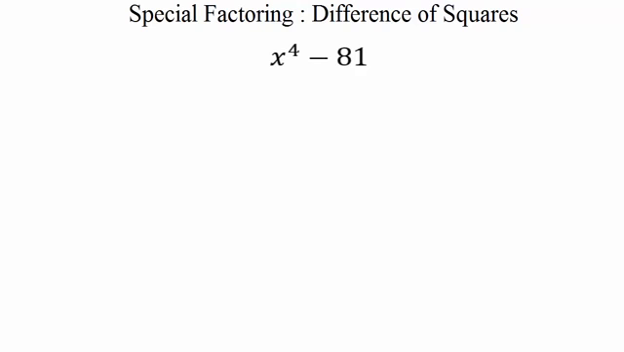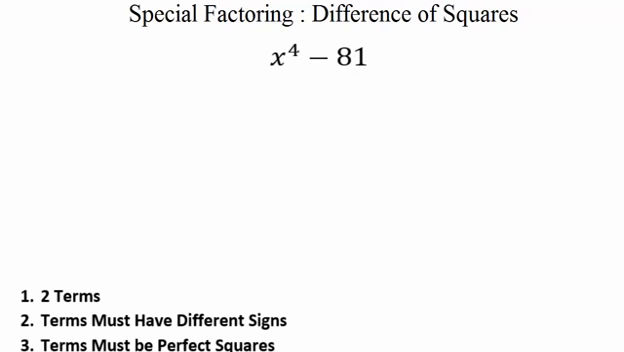Okay, so the last example here that we're going to have is this one here. So let's go through our criteria one more time. First criteria is that we have 2 terms, so we can easily see here we have 2 terms. Second criteria says we must have different signs, so taking a look at x to the 4th, that is positive. Taking a look at 81, that is negative because of that minus sign I have there, so they do have different signs. Third criteria, they must be perfect squares. So let's see, do we have an a and a b that would work here?